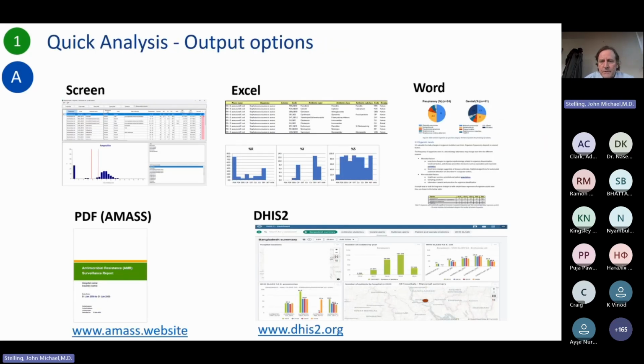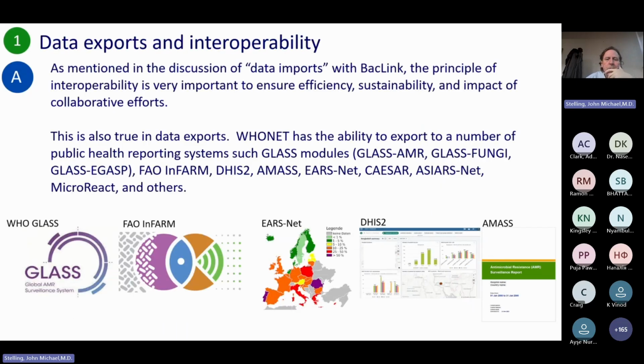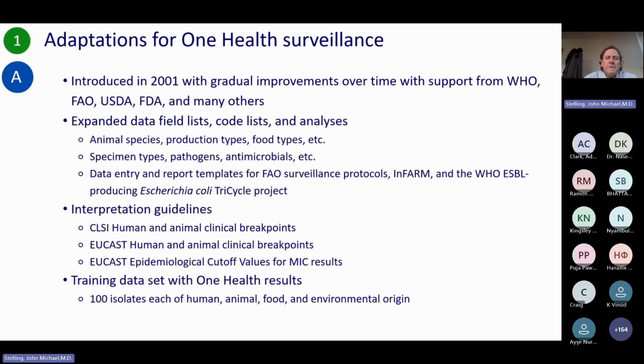These are output to the screen, to Excel, to DHIS2, to Word, PDF. Interoperability, we can import data from many systems with BacLink. We can export data to many systems, including GLASS and InFARM and EARS-Net and now EARS-Vet. Here are some specific adaptations we have done for One Health.